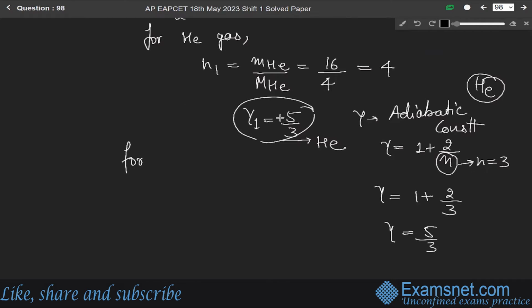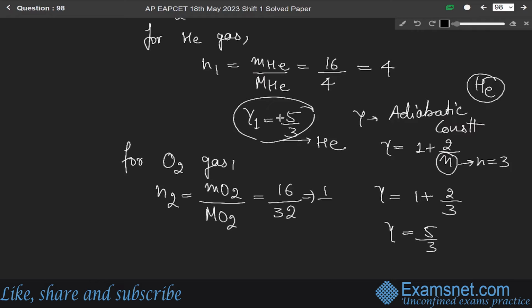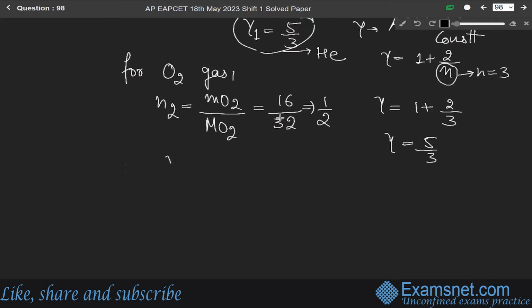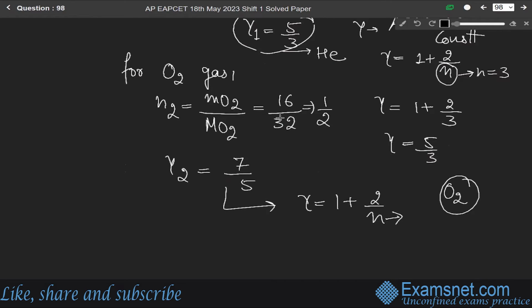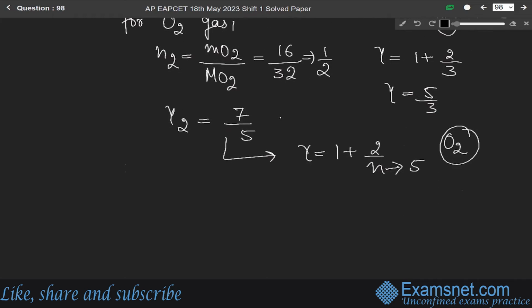Now for O2 gas, N2 will be equal to the given mass of oxygen over the molecular mass of oxygen. So the mass given is 16 over the molecular mass 32. So it will be 1 by 2. Okay. And the adiabatic constant for this oxygen gas will be 7 by 5. How is it 7 by 5? Again, gamma is equal to 1 plus 2 over n. Since O2 is a diatomic gas, the value of n, the degrees of freedom for a diatomic gas, is 5. So solving it, we get gamma equals 1 plus 2 over 5. So it will be 7 by 5, this is gamma 2.